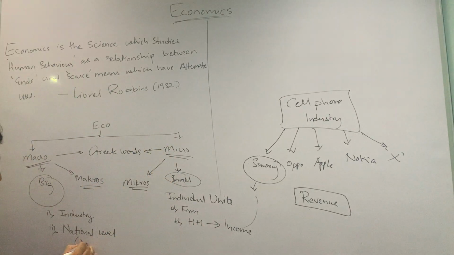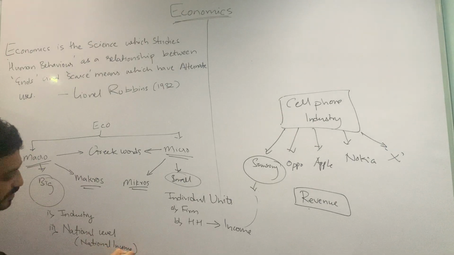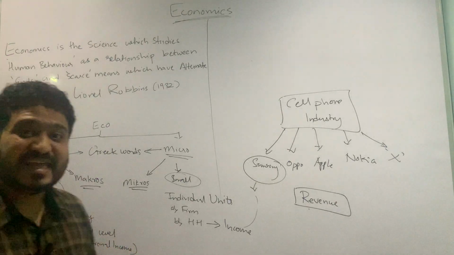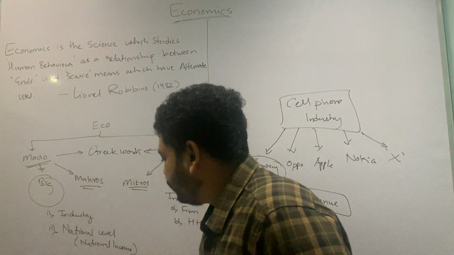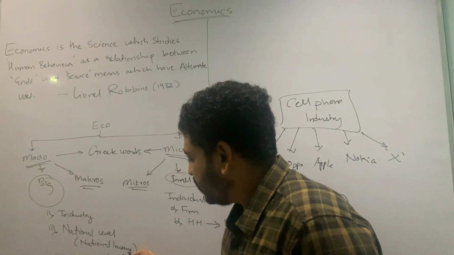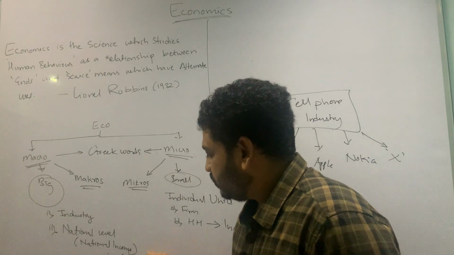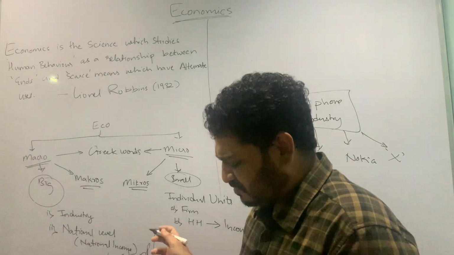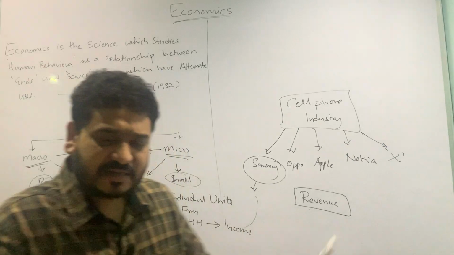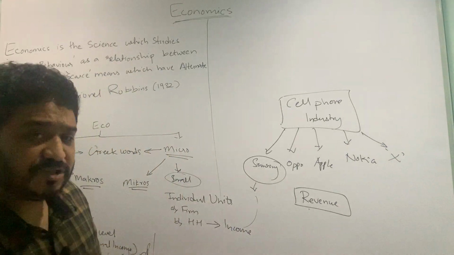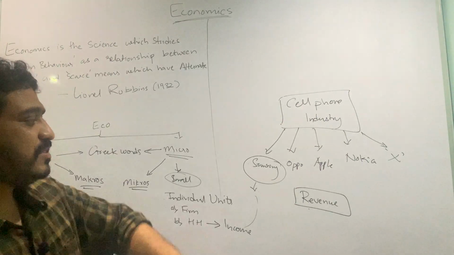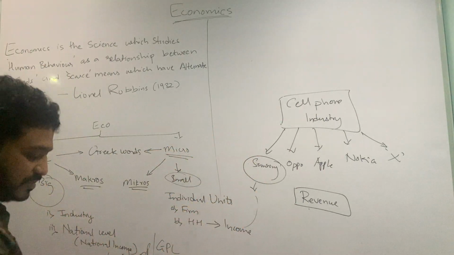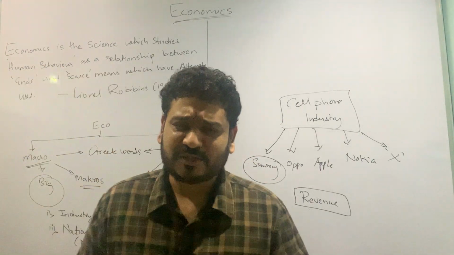When I talk about national income, that means it is a macro concept, it is aggregates. So this can be total output or national income or gross domestic product. I mean, there are so many national aggregates. The general price level, these are all macro concepts. So I hope the distinction between macro and micro is pretty much clear.